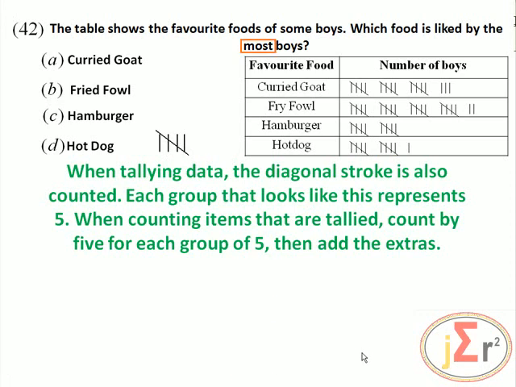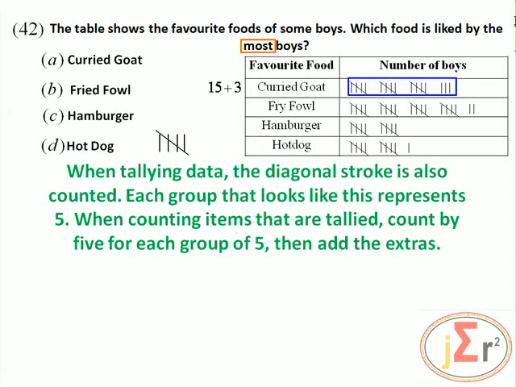So we are looking at the problem that says the table shows the favorite foods of some boys. Which food is liked by the most boys? What does most mean? A lot. And it means the greatest number. Fried fowl. Right. So how many?